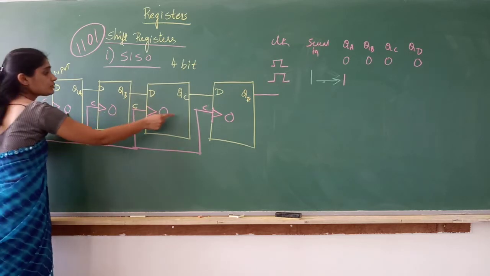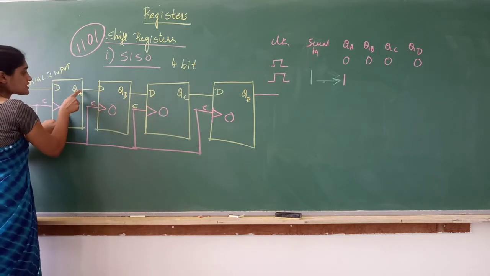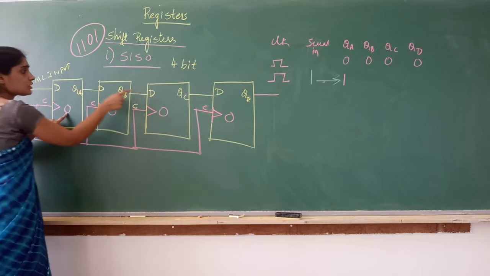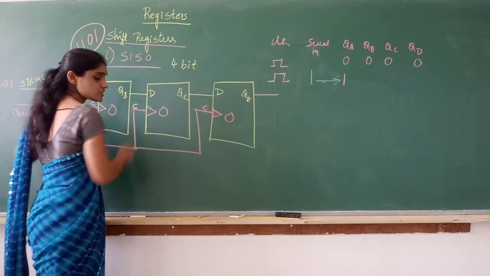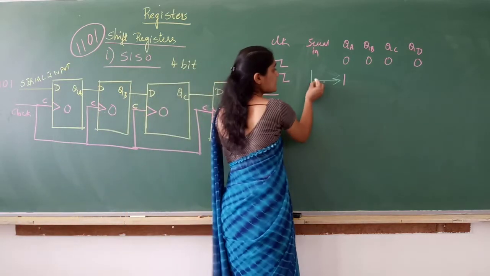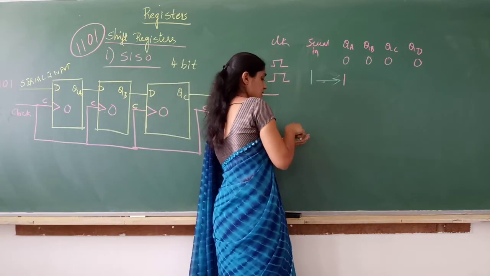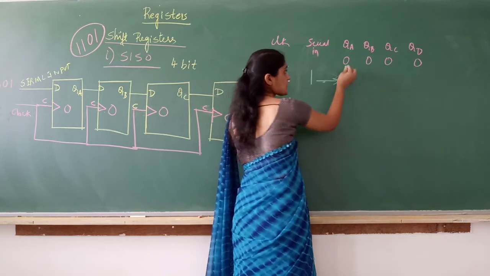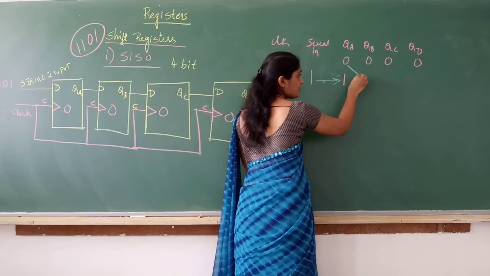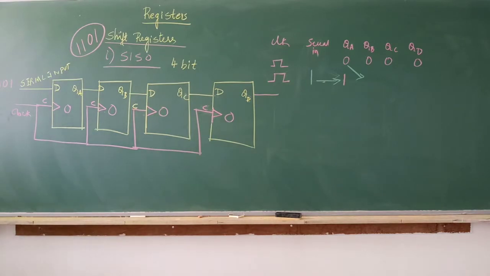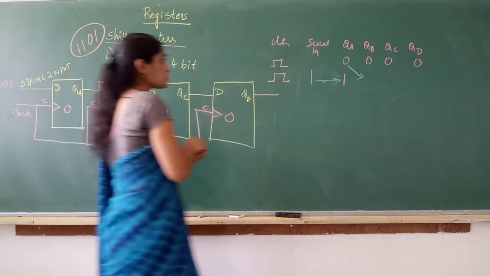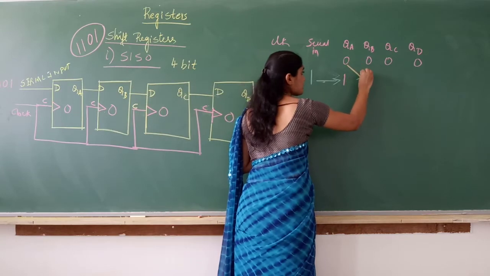And what will happen to these? See, what is the input for this? Previous flip-flop. What is the input for this? Previous flip-flop output. What is the input for this? Previous flip-flop output. So what happens? This 1 will come here, and at the same time this 0 will be the input for the next flip-flop. Am I correct? This 0 will be the input for the next flip-flop.